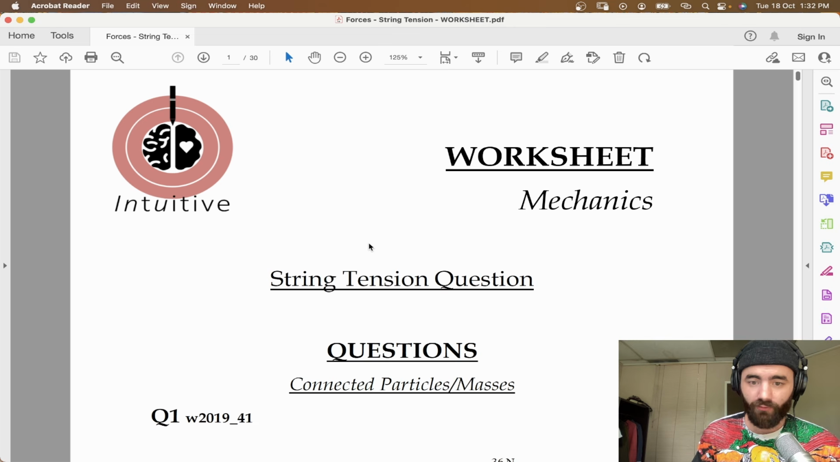We will be covering basically the final sort of scenarios, 4 scenarios which they can present to you in your exam. We covered basically pulleys, incline, slopes, and now we're going to be doing what I'm calling the string tension question, and this will cover basically the final sort of scenarios.